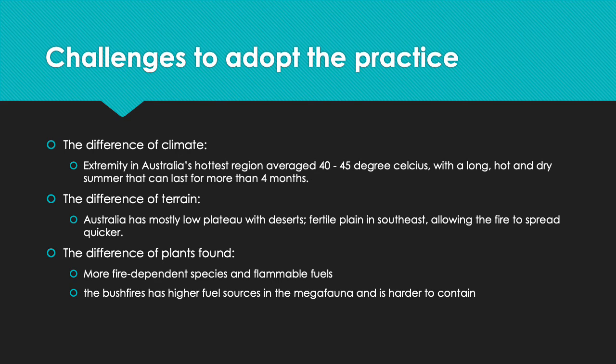Firstly, there is an issue of difference of climate. Extremes in Australia's hottest regions average 40 to 45 degrees Celsius, with a long, hot, and dry summer that can last for more than 4 months. There's also an issue of terrain. Australia has mostly low plateau with deserts, and fertile plain in the southeast, allowing the fire to spread quicker. Finally, there's also a difference of plants found in Australia. In Australia, there are more fire-dependent species and flammable fluids. The bushfires have high fuel sources in the megafauna and are harder to contain.